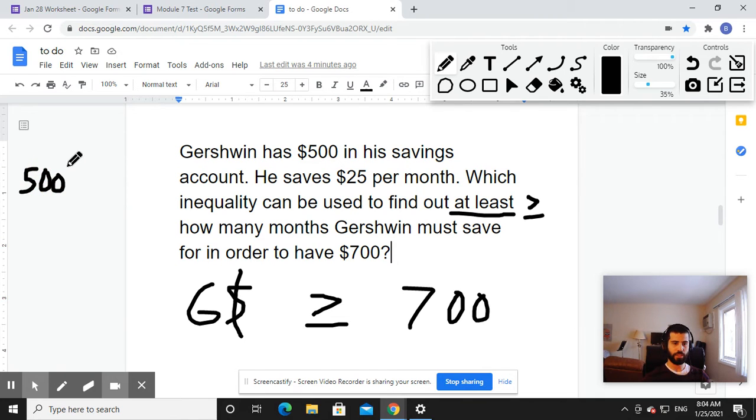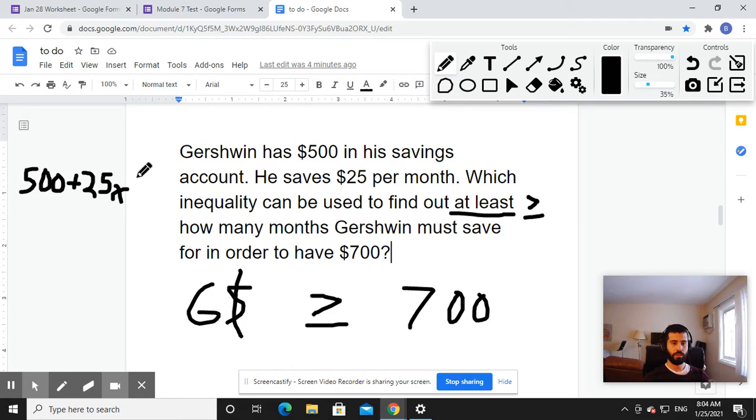So on the left side, that's Gershwin's side. And every month, he gets $25. So plus 25. And every month that goes up. So that's multiplication. If he saves up for 10 months, he'll get 250. So that means we're multiplying it by a number we're not sure of. We're multiplying it by a variable, which is x.